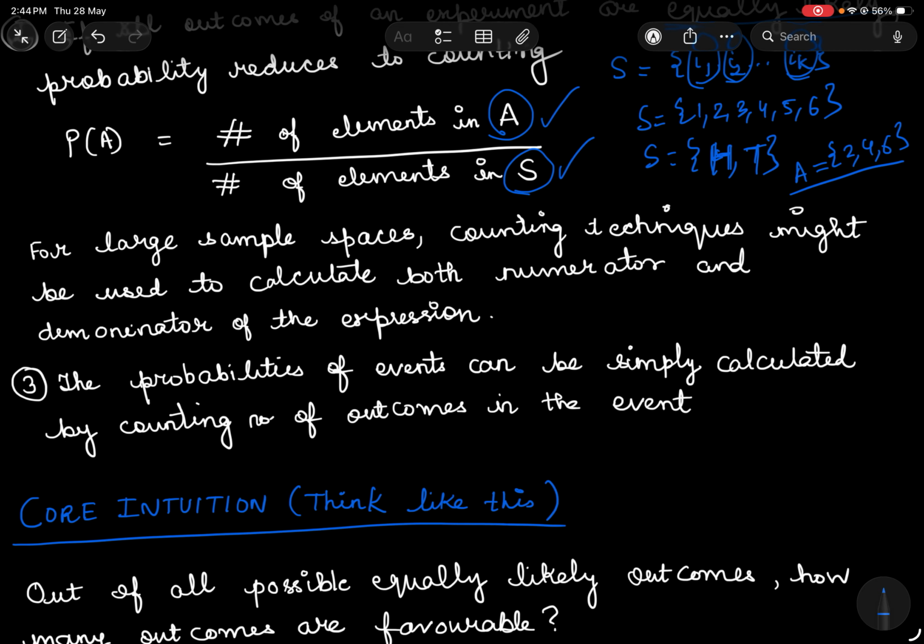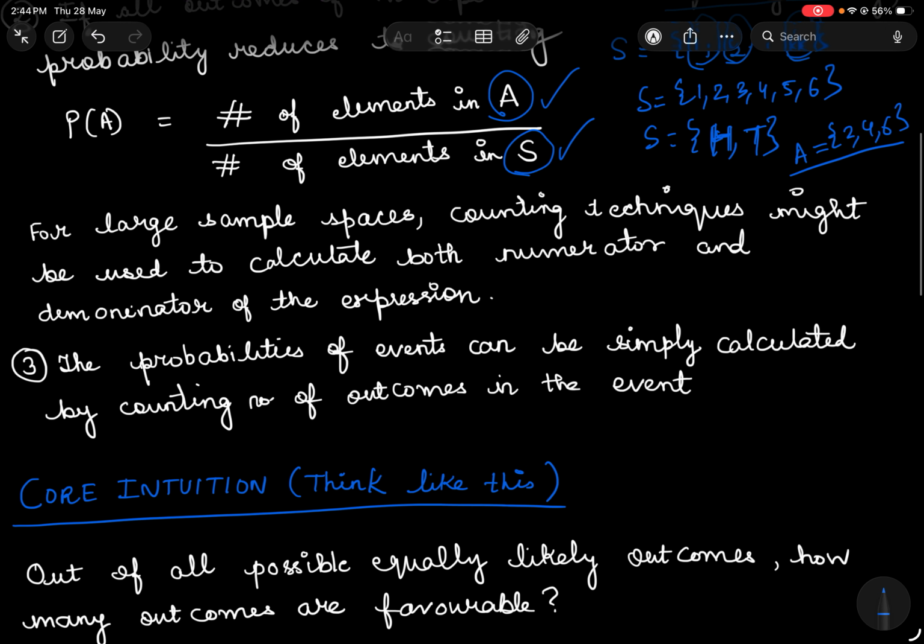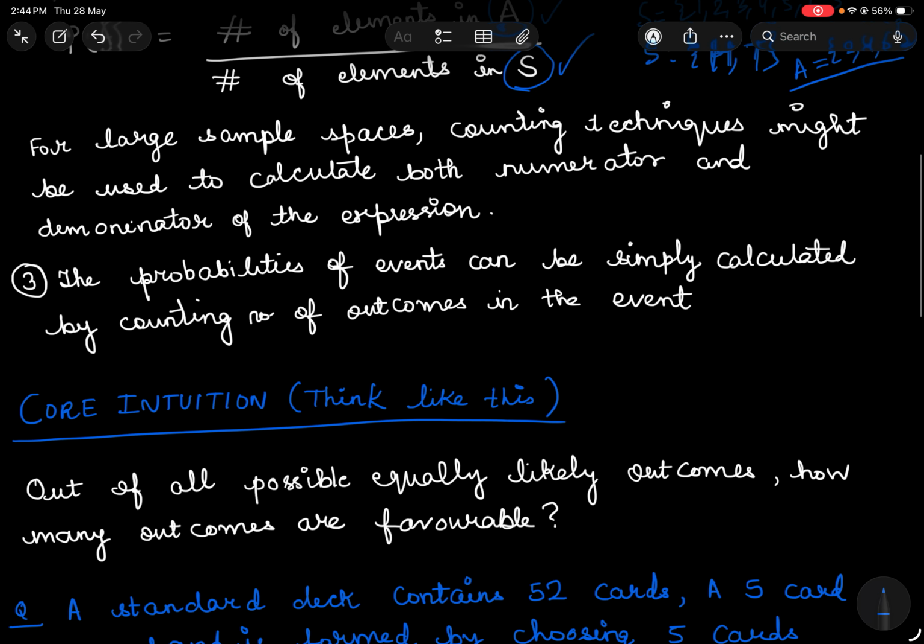So if we have large sample spaces, as I said, it is not useful to write down everything and then count it. You just need the count, all right? And that's why we've done the counting techniques. That will really help us in finding probabilities. So, the probabilities of events can be simply calculated by counting the number of outcomes in the event. That is what we have to do.